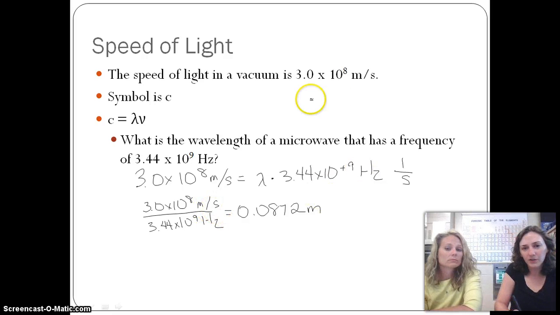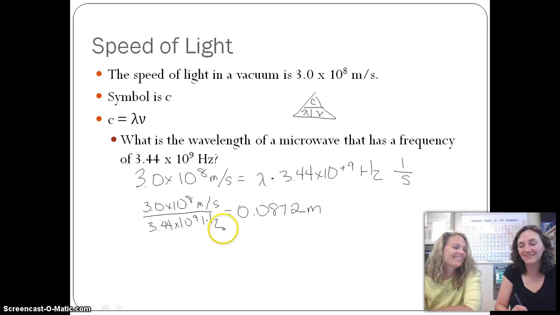So if you want your triangle, let me draw that. Okay, so C would go on the top, and then wavelength and your fancy V. Yeah, that's pretty good.